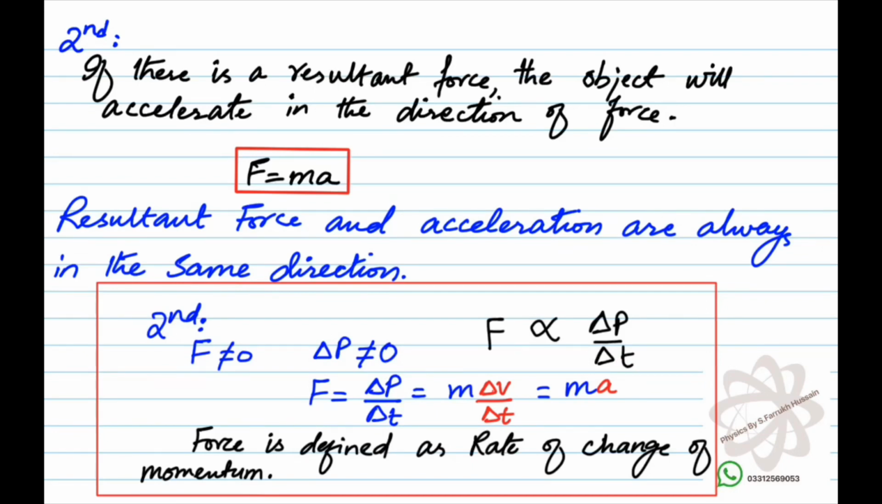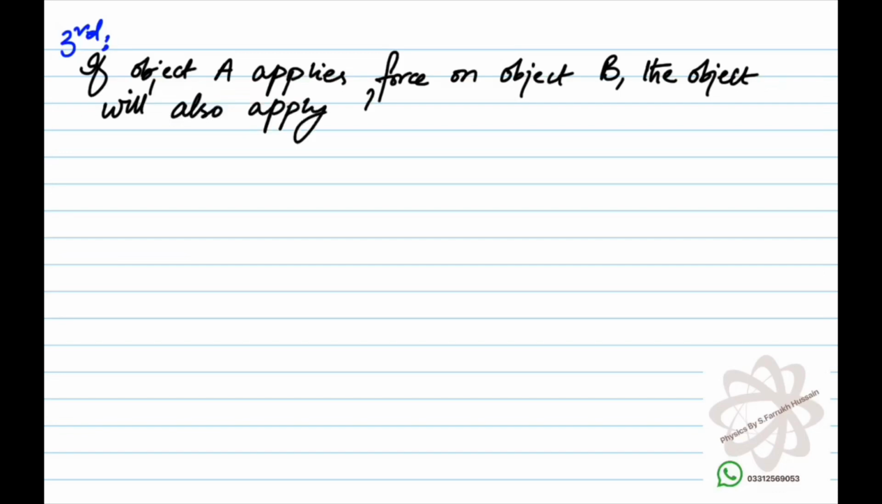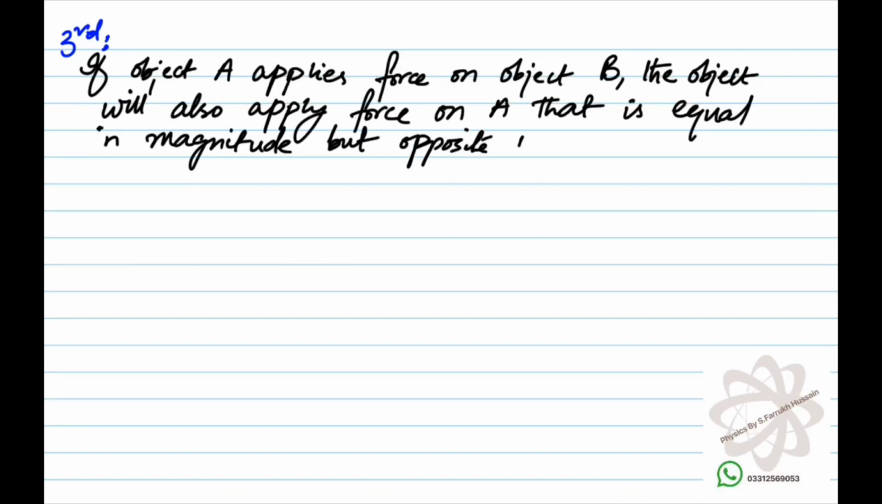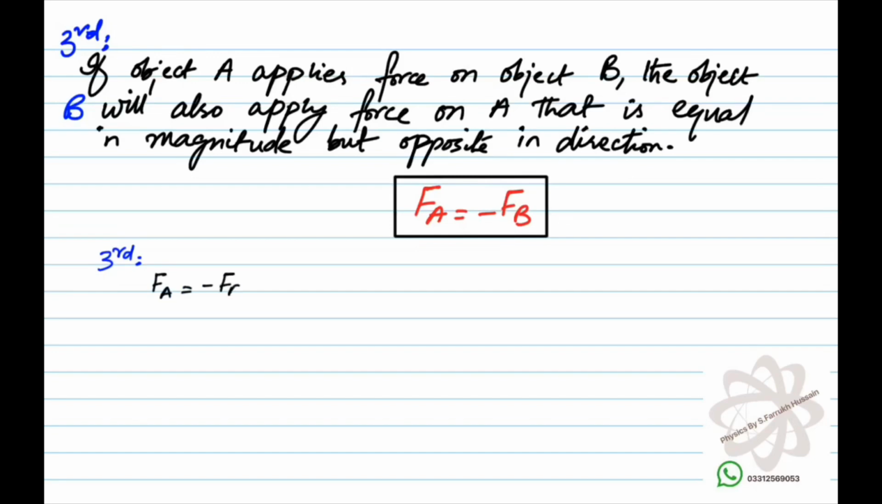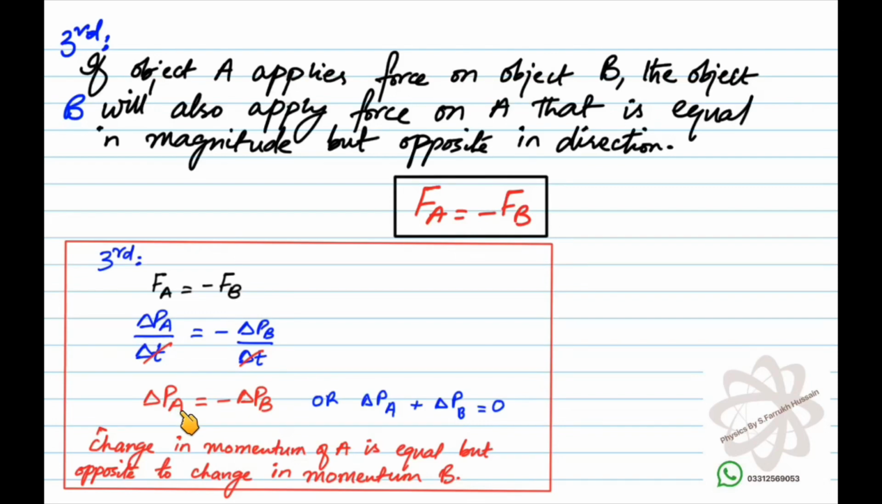Now the third law states that if object A applies a force on object B, object B applies a force of the same magnitude and opposite in direction to the force on A. We can rephrase this in terms of momentum as Fa = ΔPa/Δt. Similarly, Fb = ΔPb/Δt. Since the time of collision is the same for the two objects, ΔPa is equal to −ΔPb, which means the change in momentum of object A is equal but opposite to the change in momentum of object B.